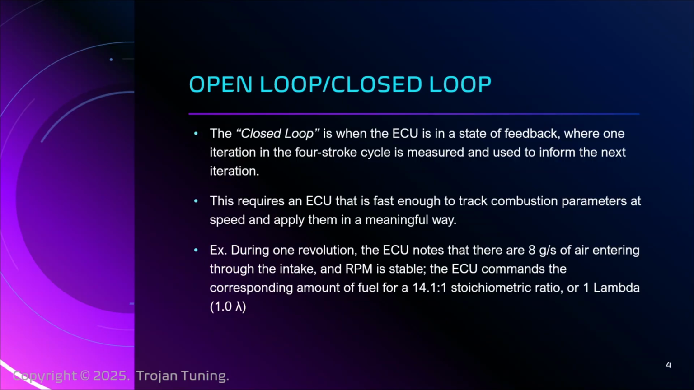Here's a real world example. So if the ECU is humming along, we see that there are 8 gram-seconds of air coming in through the intake, and we're going to be looking at that more in a sec, and we can tell the RPM is stable. The ECU will command a corresponding amount of fuel to achieve a stoichiometric ratio. We'll talk more later about lambda.